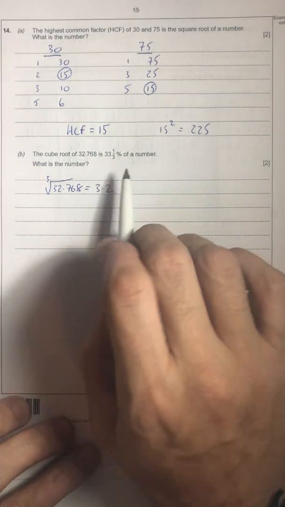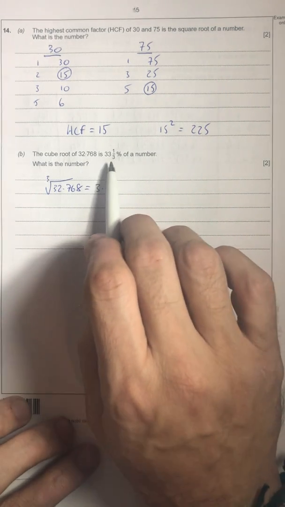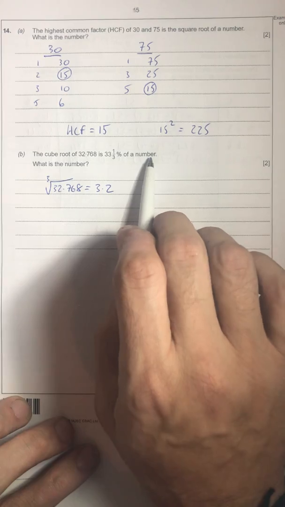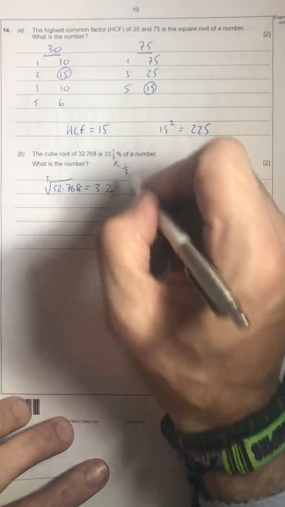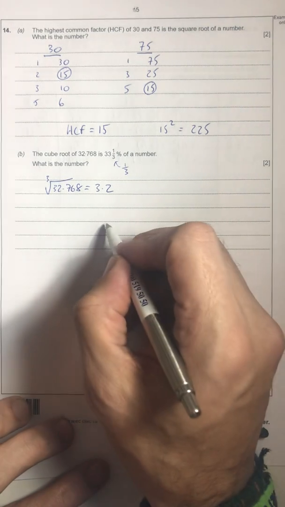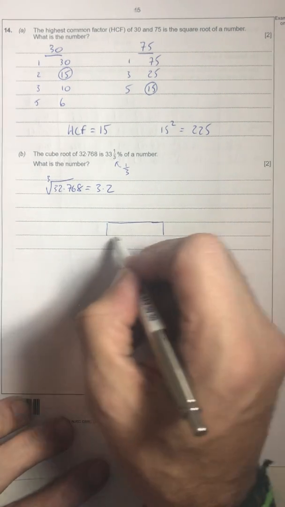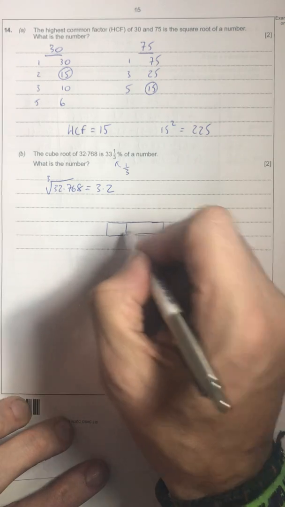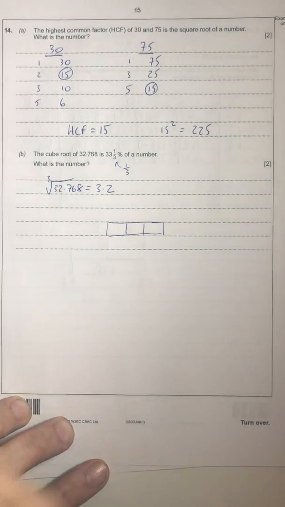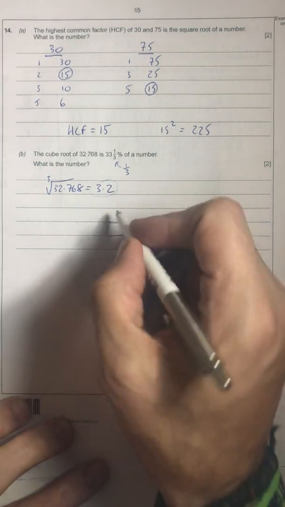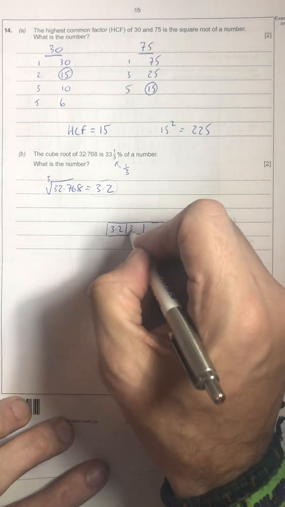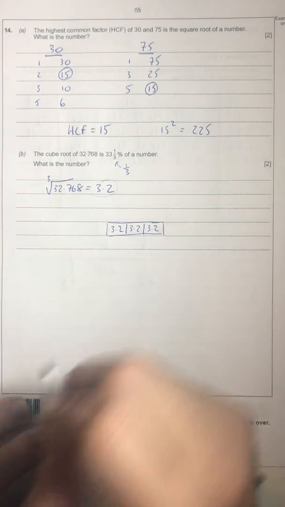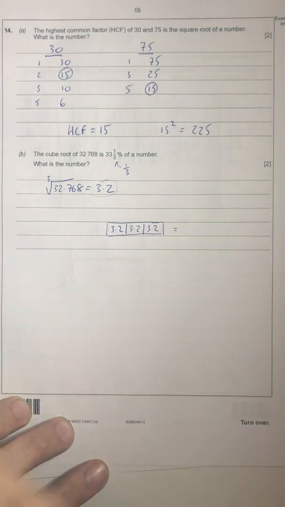But it says then that the cube root, which is 3.2, is 33 1/3% of a number. We should know that 33 1/3% is a third. So if we use a bar model to help, a third just means that I've got 3 equal parts, and it's telling me that one of those equal parts is 3.2. So if one of the parts is 3.2, this one must be 3.2, this one must be 3.2, and if we add all those together, that gives me an answer of 9.6.